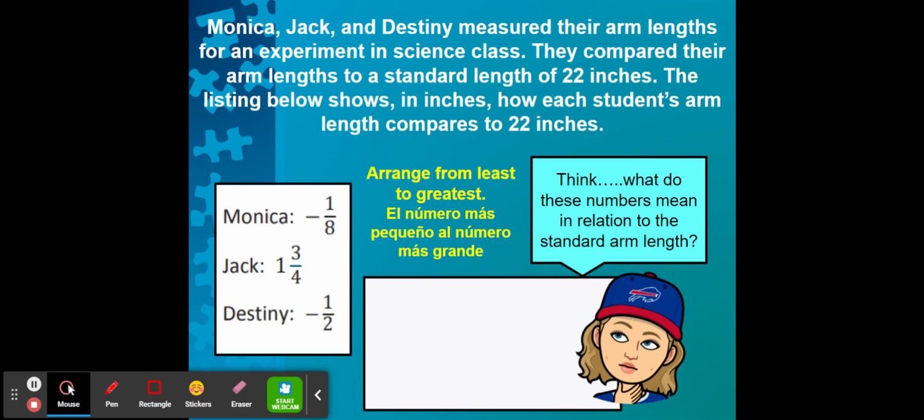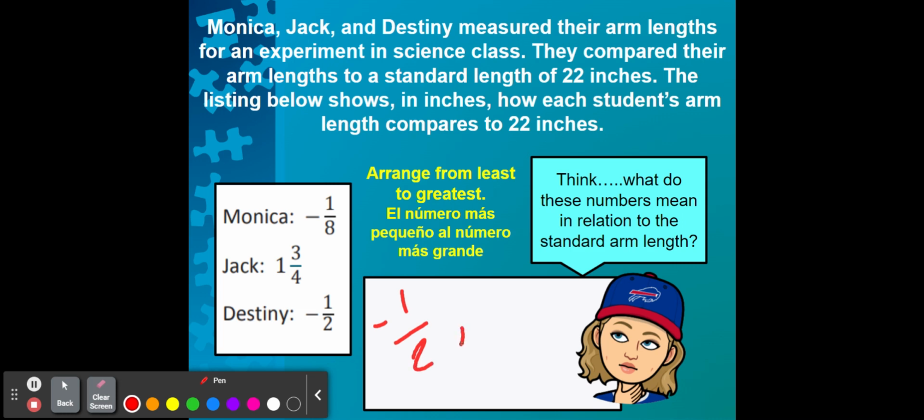So we're going to arrange from least to greatest again. And thinking of furthest to the left of these rational numbers, the furthest to the left would be -1/2 inch. Then we're going to travel to the right and we're at -1/8. Then we travel further to the right into our positives and 1 3/4. So that is our rational numbers from least to greatest.